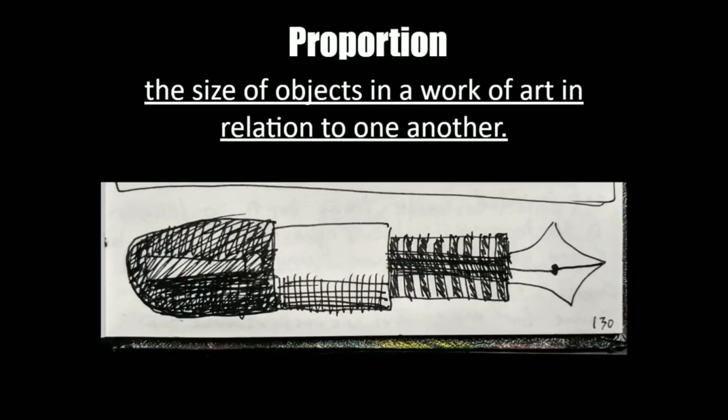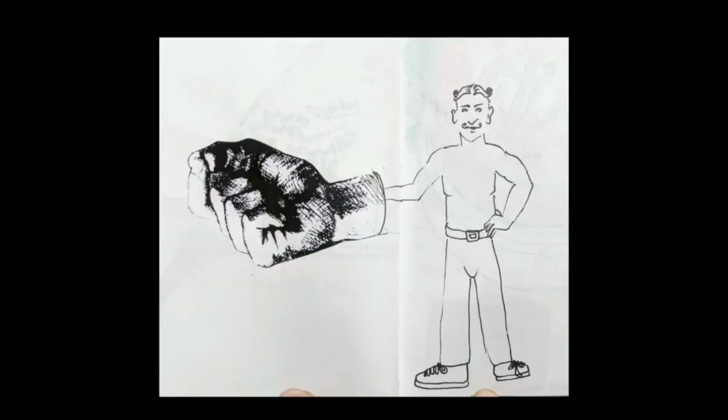Proportion, the size of objects in a work of art in relation to one another. This fountain pen seems to be rather stubby compared to most fountain pens. When you compare the length of the fountain pen to the width of the fountain pen, it appears to be out of proportion.